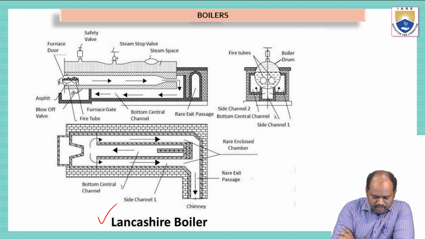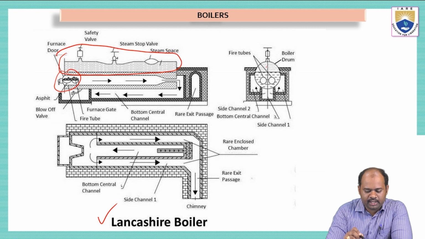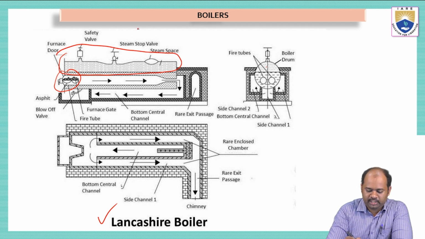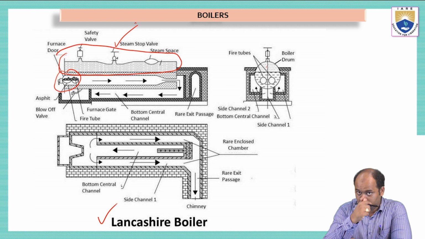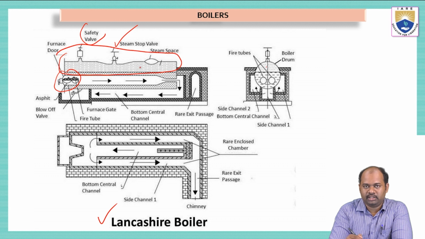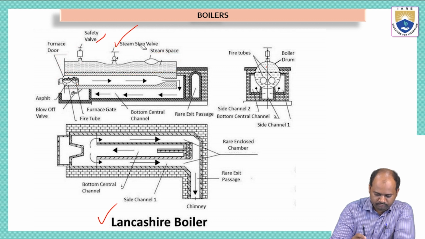Now see here, this is the ash pit, and this is where we will burn the hot coal. So this is the water tank. In this water tank, we have water. In the same tank, when the water boils, the steam will be generated. The steam can be taken out by this steam stop valve. And this is a safety valve which is used to protect the entire boiler structure when the pressure is very high, so that the safety valve will lift up and release the pressure. And here we have a furnace door.